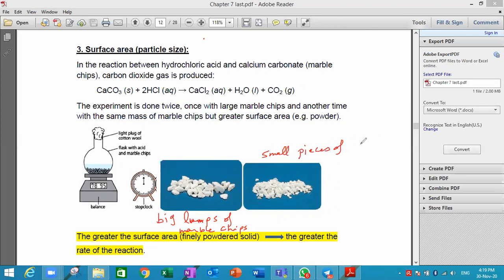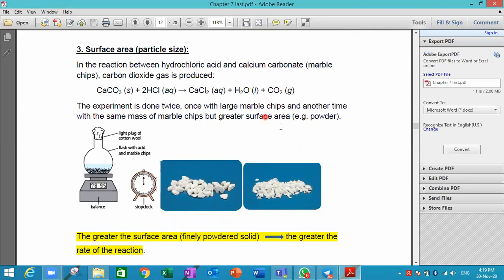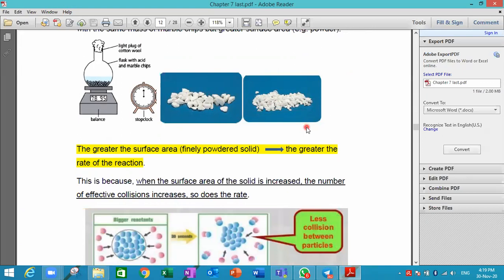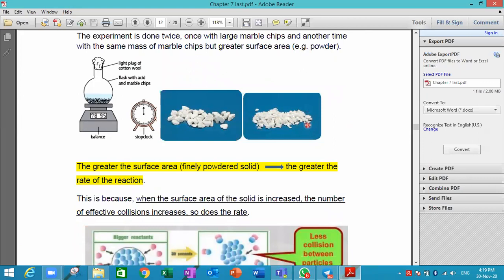The small pieces are better. Yes, of course. We will find that the reaction rate will be faster on using small pieces. Why is it faster in the case of using the small pieces? Because it has a larger surface area. Yes, excellent, because it has a larger surface area.